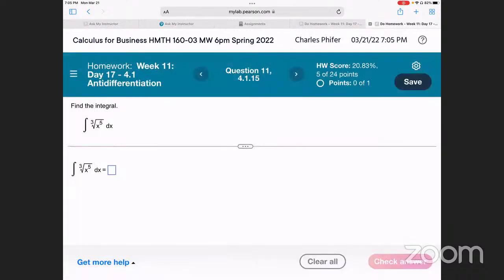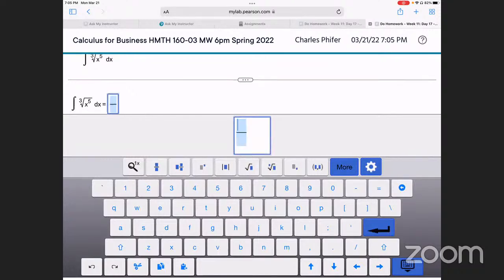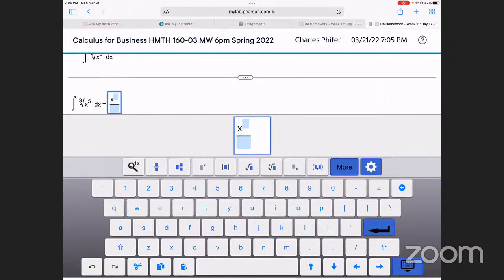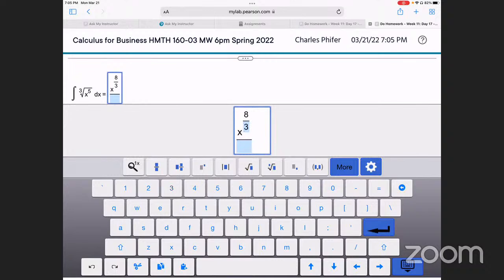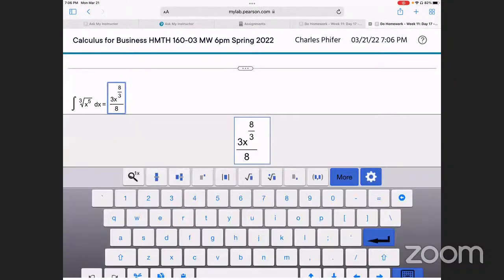So we have the cube root of x to the 5th. That's going to be the same as x to the 5/3, right? So if we have x to the 5/3 and we add 1, that's going to become 8/3. So that's going to become x to the power of 8 over 3, divided by 8 over 3. That's going to give us 3 over 8, because when we divide by a fraction, you flip and multiply. Oh, I forgot my constant. Plus c.